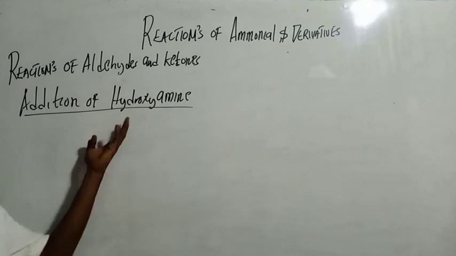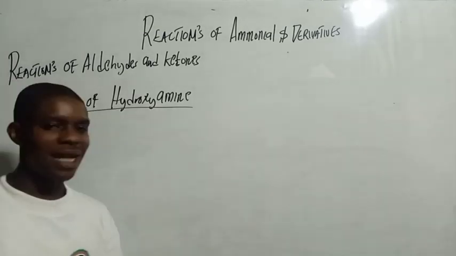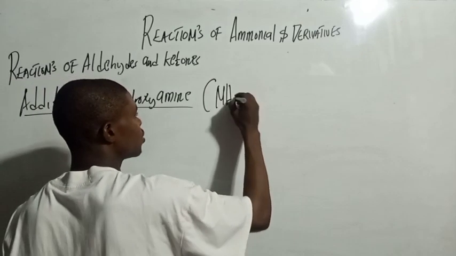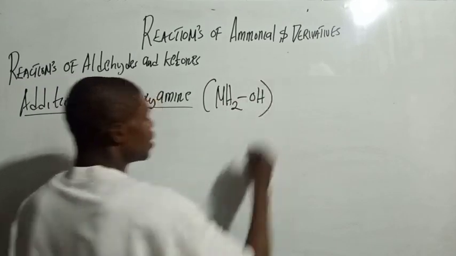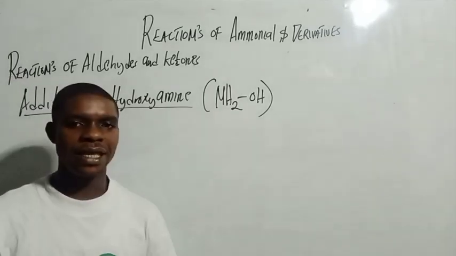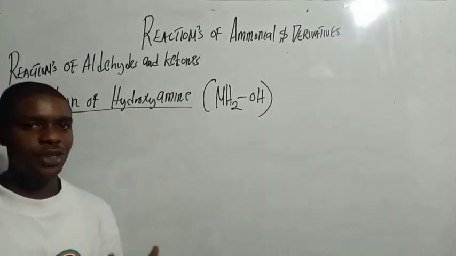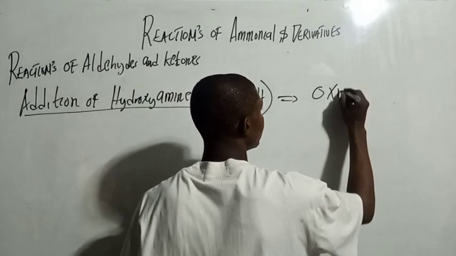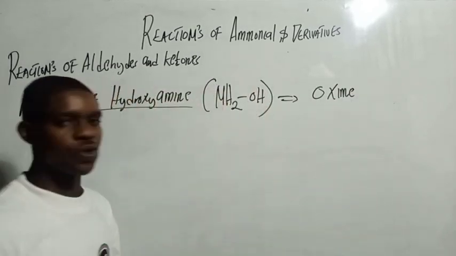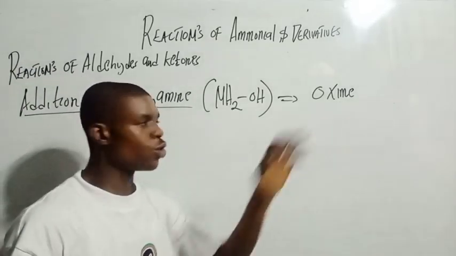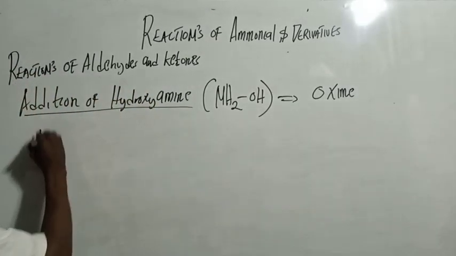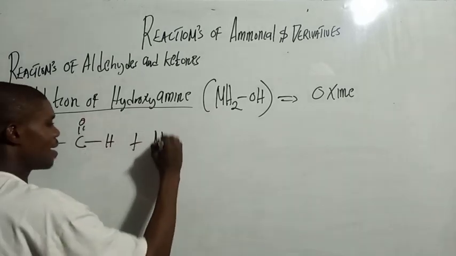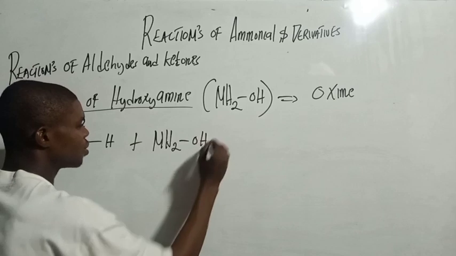So the next one here is called addition of hydroxylamine. And hydroxylamine is NH2OH. Now, whenever you add hydroxylamine to either a ketone or an aldehyde, the product is always called an oxime. Do you get that? The product is always an oxime. So if, for example, here we have R plus NH2OH.